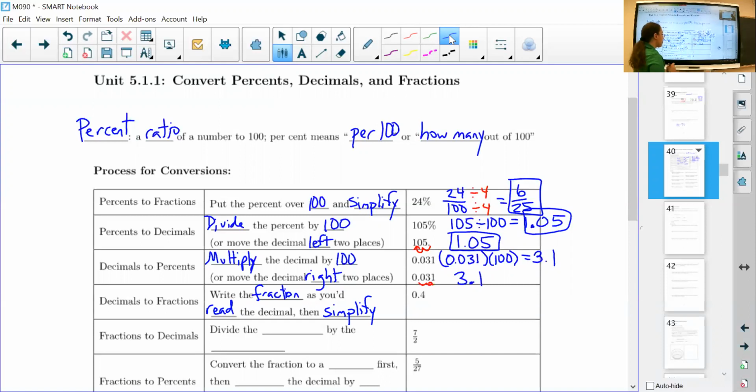0.4, I read that as 4/10. So this is 4/10. I fixed the tenths because the last digit is in the tenths place. It could have been the hundredths or the thousandths if I had more digits over here. And 4 out of 10, well, 2 goes into both of those. 2/5.